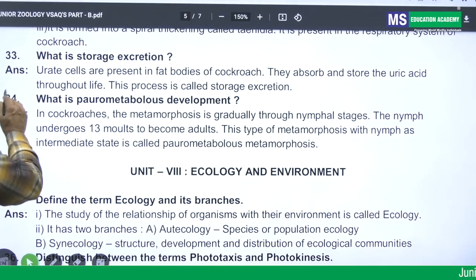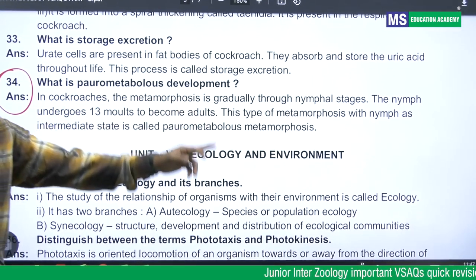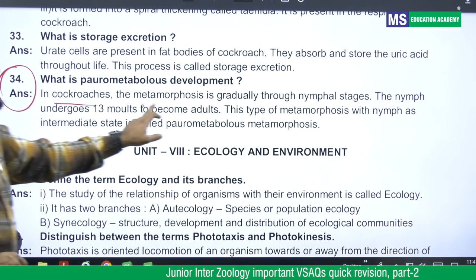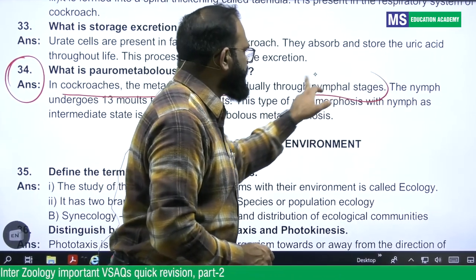So, NEET mein ye bhi question pade, students. What is paurometabolous development? In cockroach, metamorphosis is gradual through the nymphal stage.